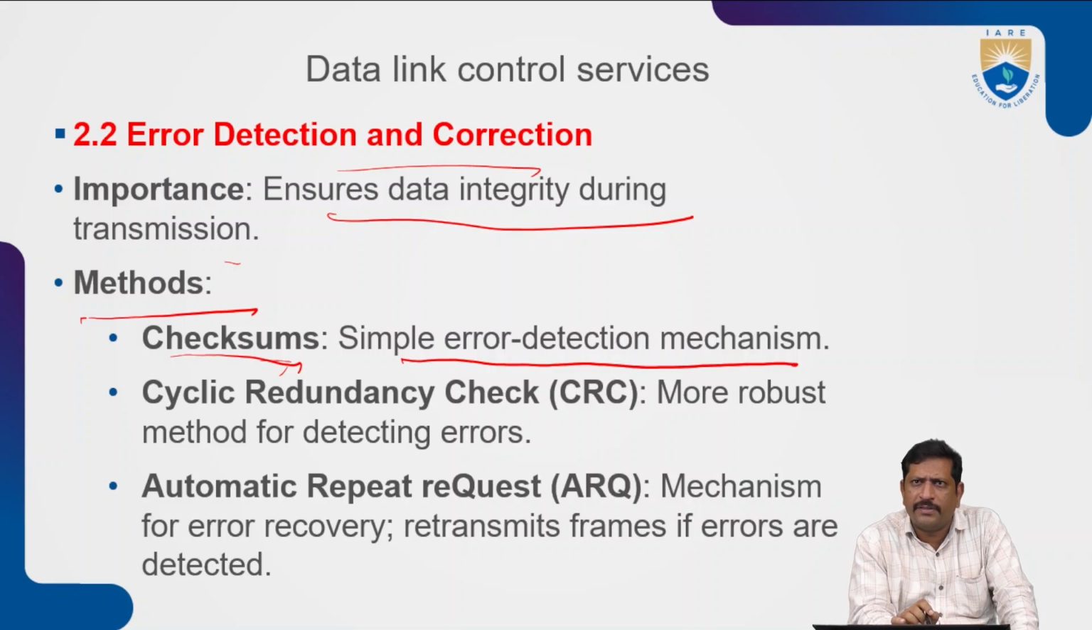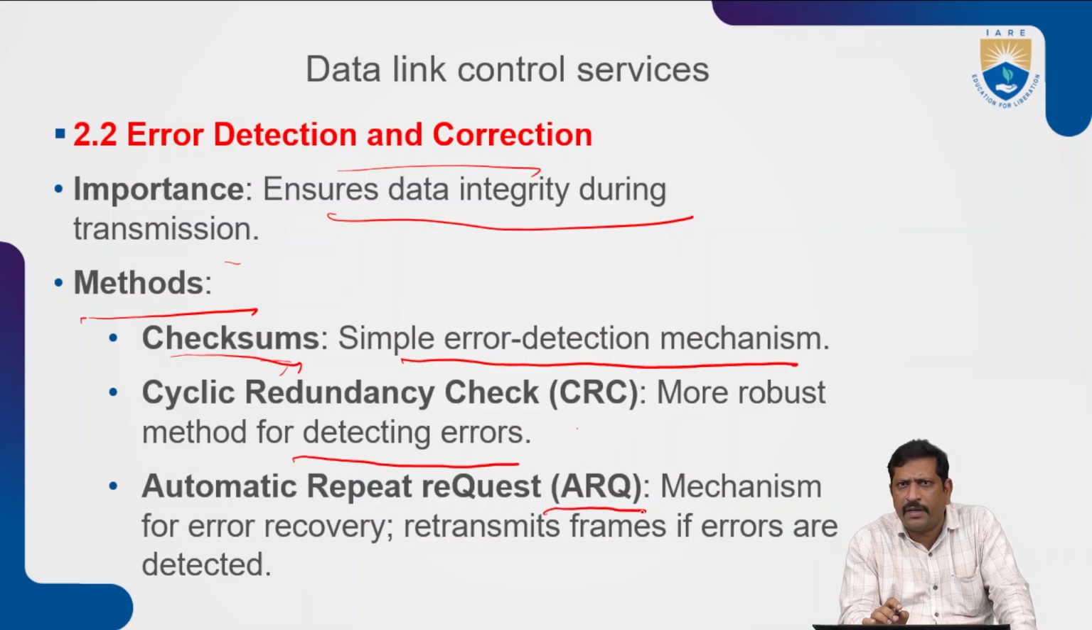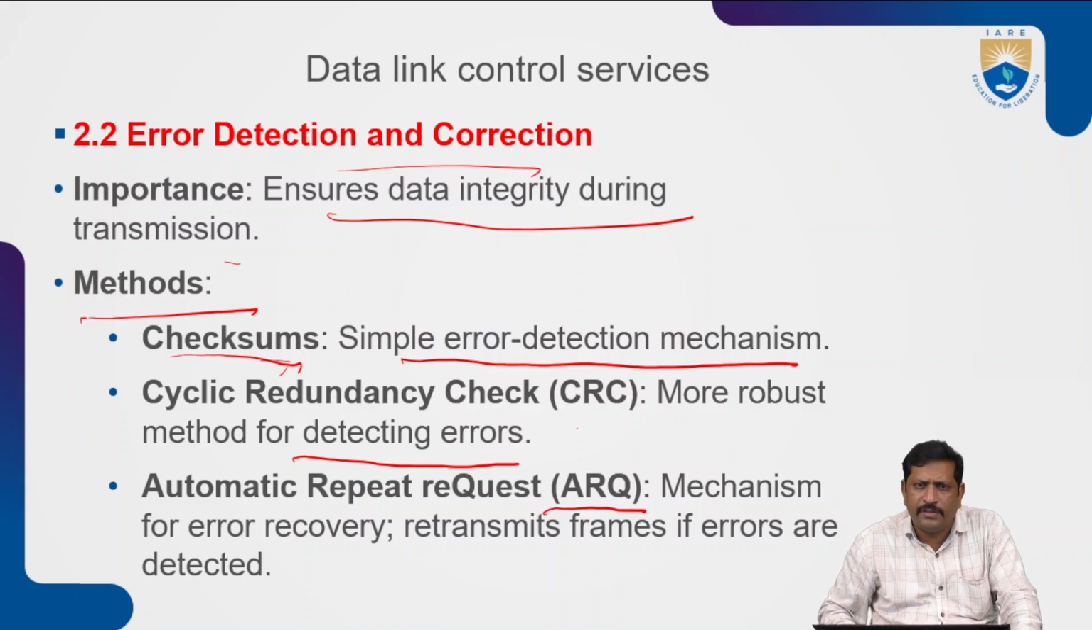Cyclic redundancy check, CRC. CRC is also a method for detecting errors. By using the cyclic redundancy code, we can detect the errors in whatever data you are transferring. And automatic repeat request, ARQ. ARQ is also one of the best error detecting and correcting mechanisms, so error recovery can be done here by retransmitting frames if errors are detected. So this is about the methods, which can be utilized while transferring data between two devices.